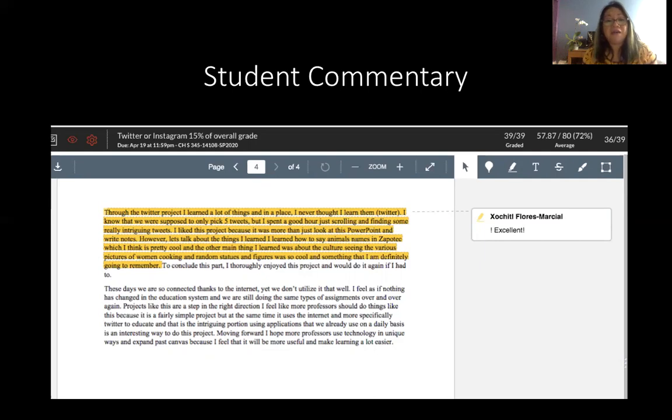I learned how to say animal names in Zapotec, which I think is pretty cool. And the other main thing I learned was about the culture. Seeing various pictures of women cooking and random statues and figures was so cool, and something that I am definitely going to remember. To conclude, I thoroughly enjoyed this project and I would do it again if I had to."